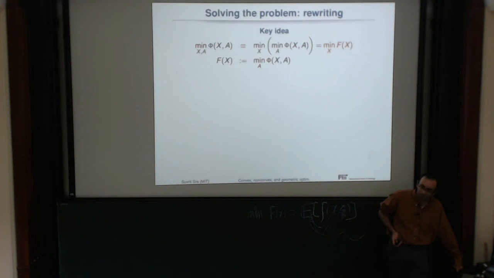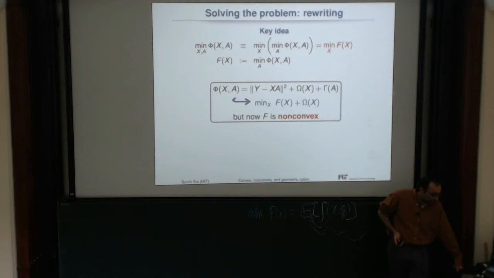Okay, this is sort of stochastic. And then I write it in my favorite format, cost function plus regularizer. So if you essentially eliminate A by minimizing it out, you get f of x. But now f is non-convex. This is a regularized non-convex problem.